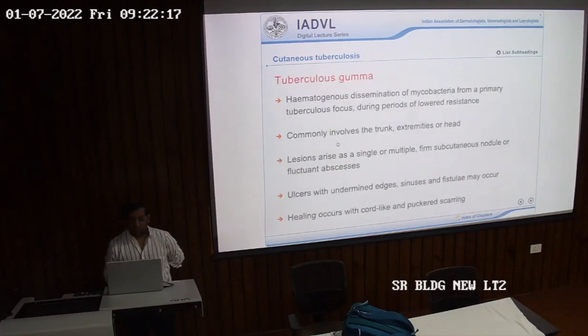Tuberculous gumma is a hematogenous dissemination of mycobacteria from a primary tuberculous focus during periods of lowered resistance. Commonly involves the trunk, extremities, or head. Lesions arise as single or multiple non-tender subcutaneous nodules or fluctuant abscesses. Ulcers with undermined edges, sinuses, and fistulae may occur. Healing occurs with cord-like and pocket scarring.